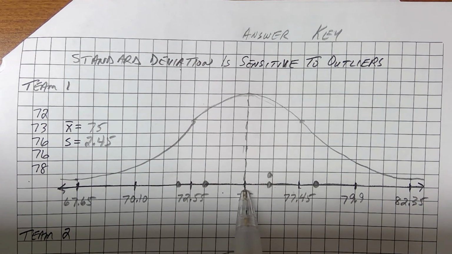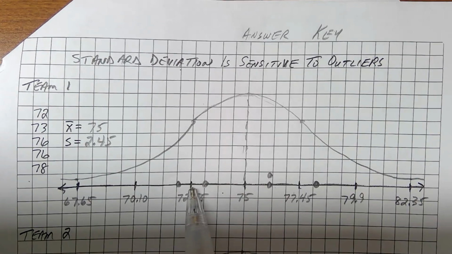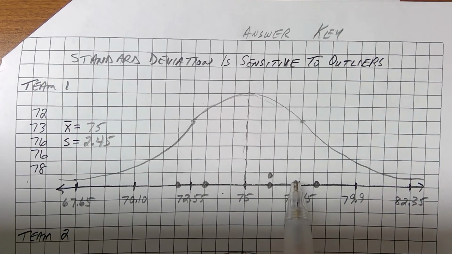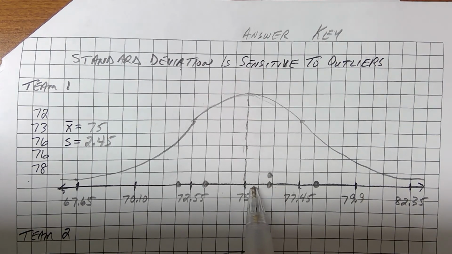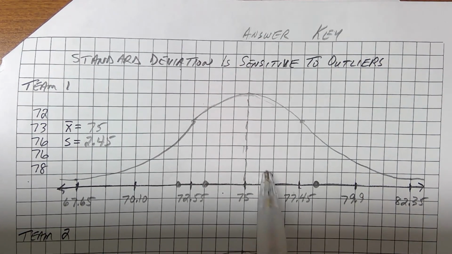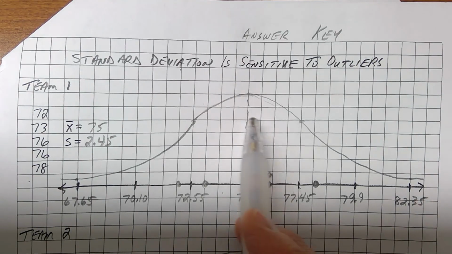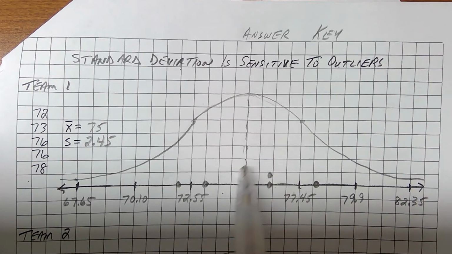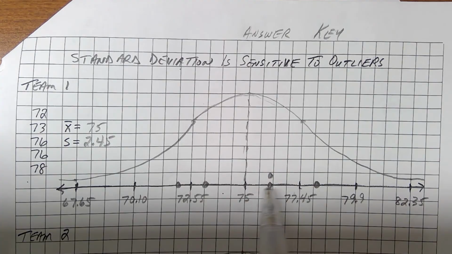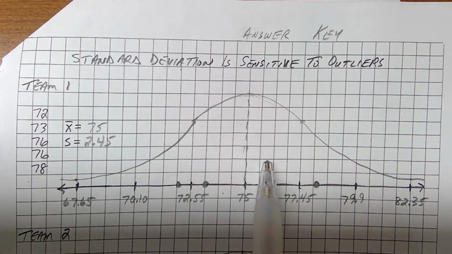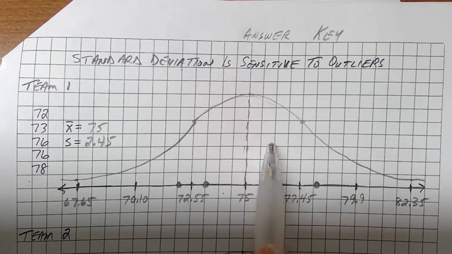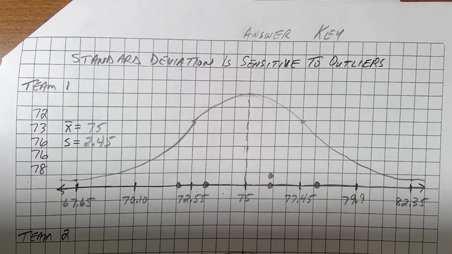Here's the middle. Here's X bar. Here's 1 standard deviation to the left, and here's 1 standard deviation to the right. Inside of that are 3 of our 5 players. That's most of the team. And that's how you want the graph to fall out. You want most of your data to land between 1 standard deviation left and 1 standard deviation right. This is about 2/3 of the team. It's about 68%, a rule of thumb.